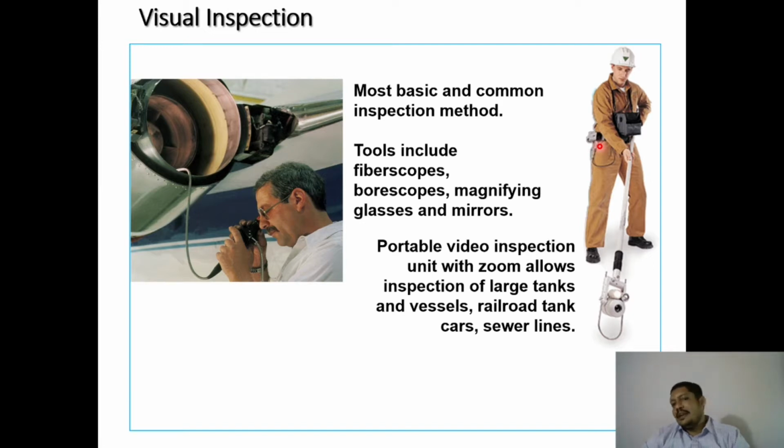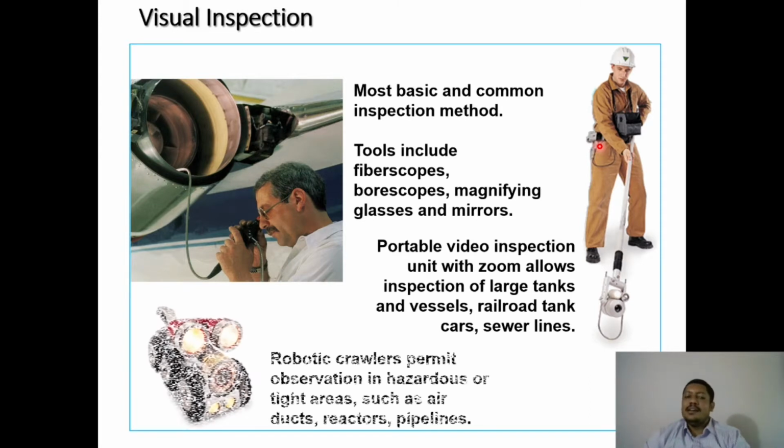So visually, a person inspecting a component with his eyes is called visual inspection. If it is a hazardous environment, you can use robotic crawlers. In tight areas such as air ducts, reactors or pipelines, you can use these kinds of robotic crawlers. But you are viewing on a screen with your naked eye and observing the surface. That is what is called visual inspection.